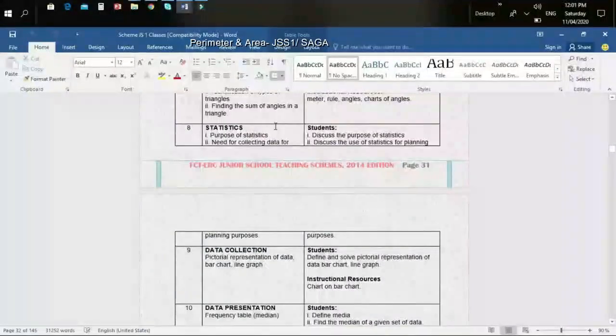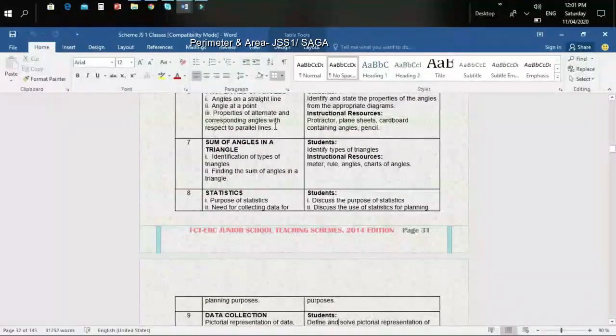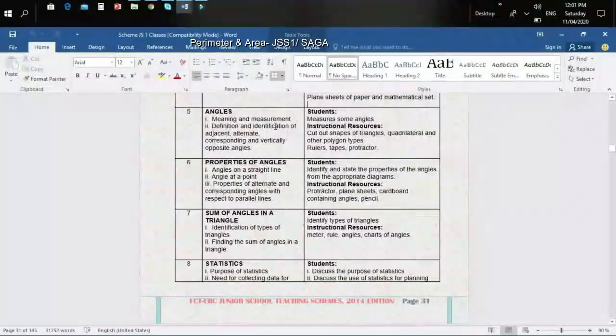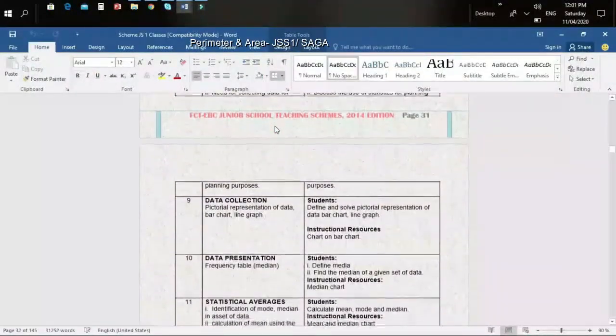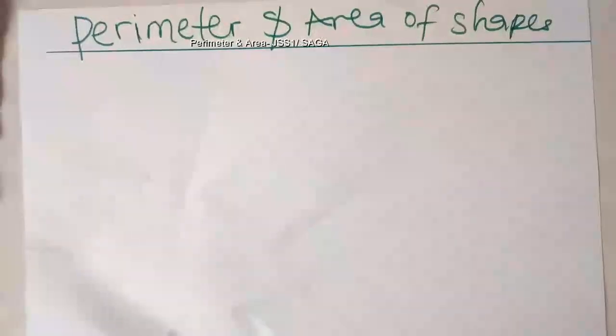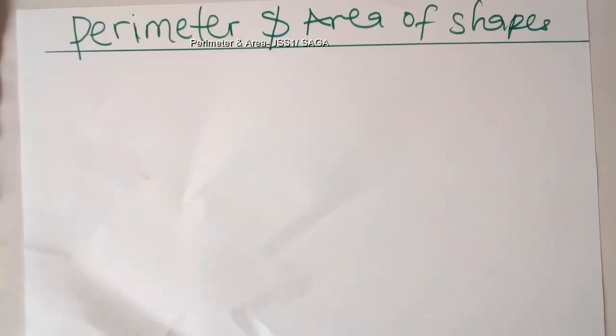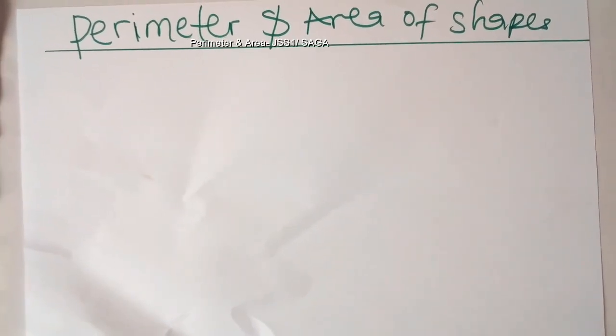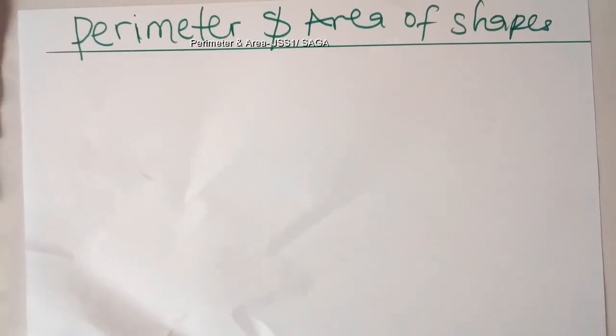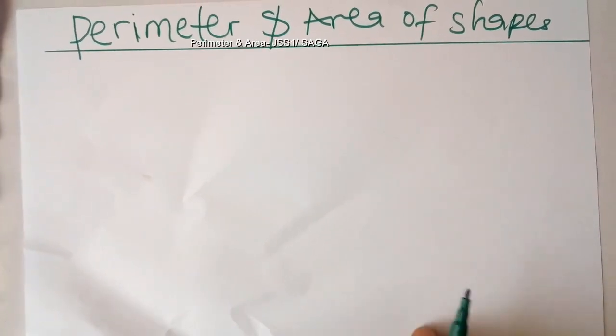Here is the scheme of work for JSS1 mathematics, third term. We are going to start with what we have in week 1 and week 2. That is area and perimeter. Remember, we have two kinds of shapes. Some are regular and some are irregular. Let us quickly discuss regular and irregular shapes.